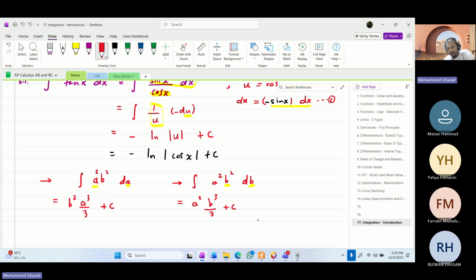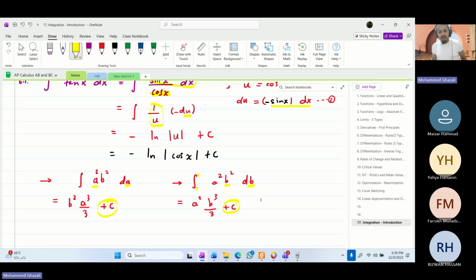The plus c means it's an indefinite integral. There are no limit values here. The plus c means it's indefinite. This here represents that you are integrating with respect to a. This here represents you are integrating with respect to b. It's a notation. Are we good?